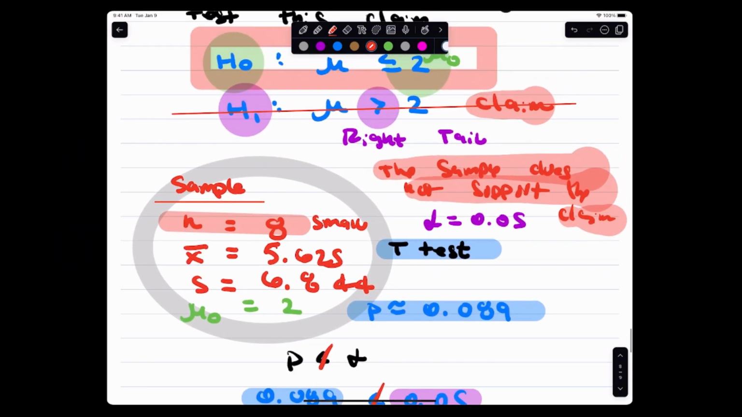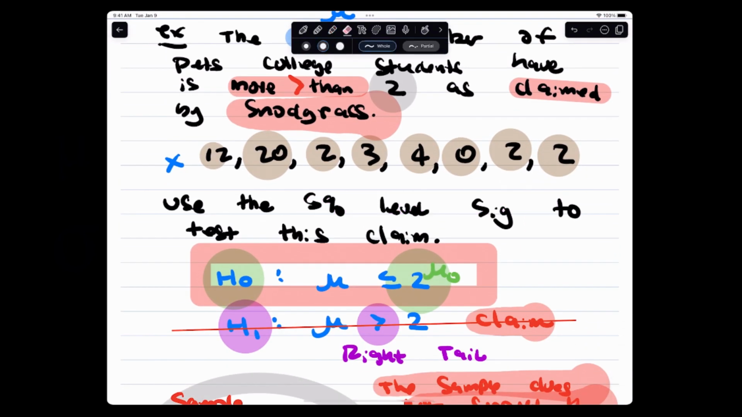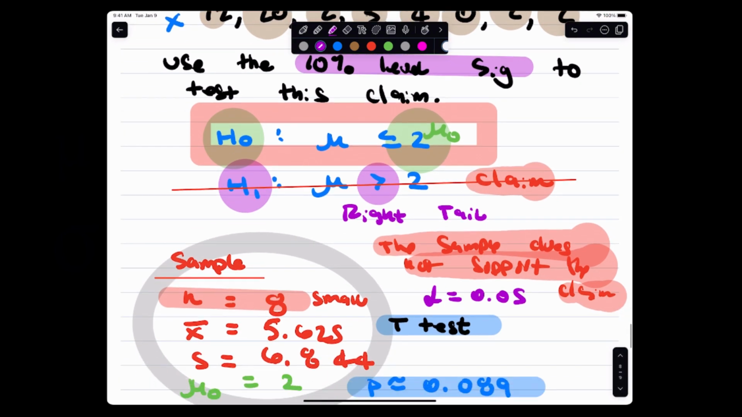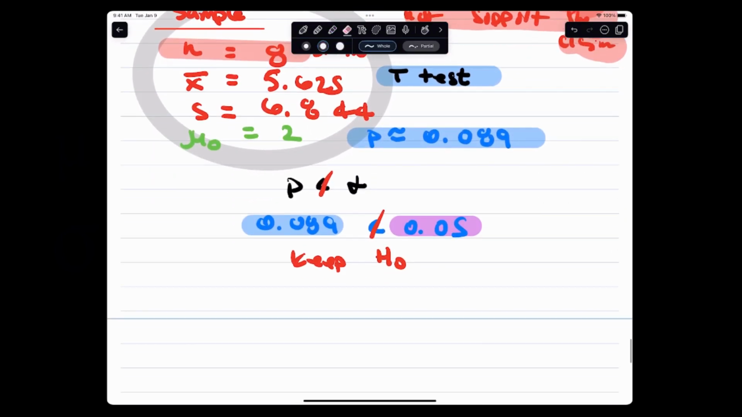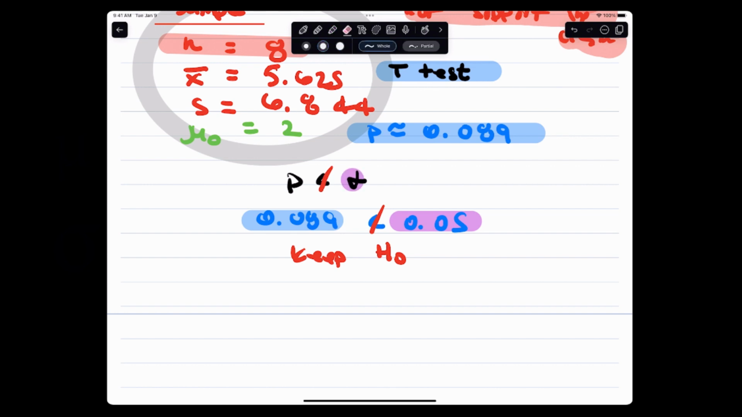However, note something. What if they said to you, hey, I don't want you using the 5%. I want you using 10%. What if that was a 10% level of significance? And you go, oh, if alpha's 10% now, let's see if they did that. What do you guys notice? If they gave the 10% level of significance, now 8.9%, the p-value, is smaller than the level of significance. Isn't 8.9% smaller than 10%?